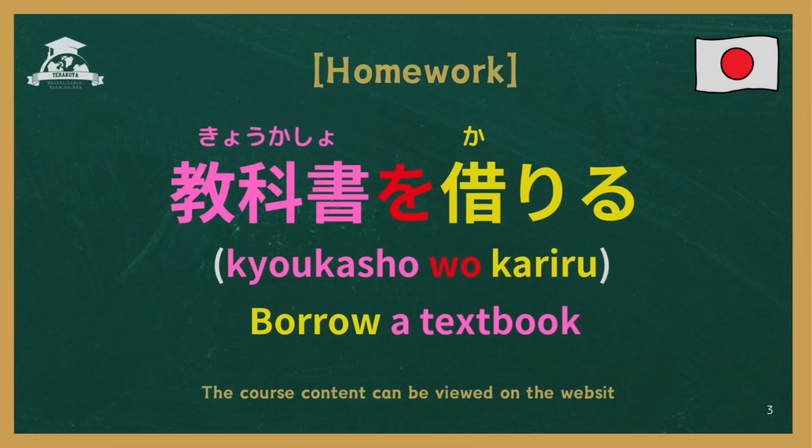In our previous lesson, the homework was: what does 教科書を借りる mean? The correct answer is "borrow a textbook." 教科書 means textbook and 借りる means borrow. So what exactly is the role of the particle を that comes between them? Let's take a look.